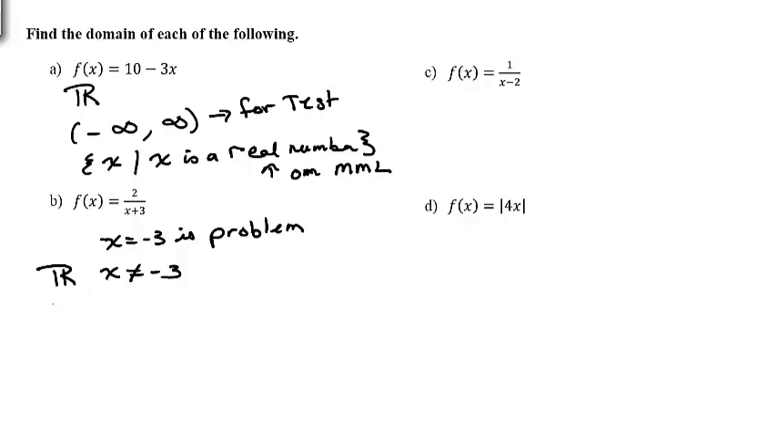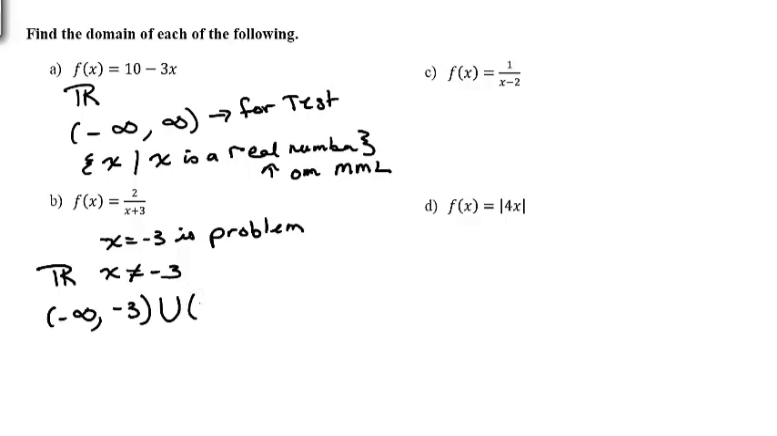Or you could write an interval. To write the interval, we would go from negative infinity up to your problem, which is negative 3. Using this round bracket removes the negative 3 from the interval. And then we use this big capital U. The big capital U says take this set of numbers and add it to the next set of numbers.